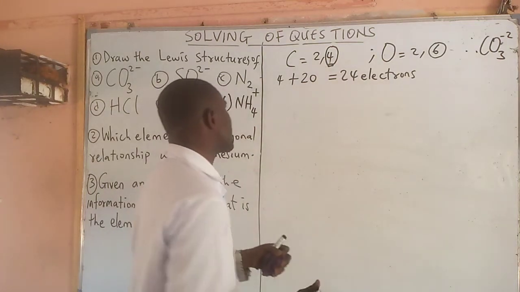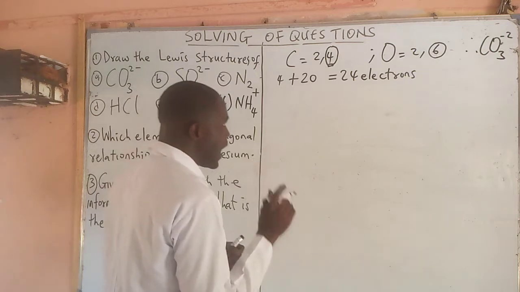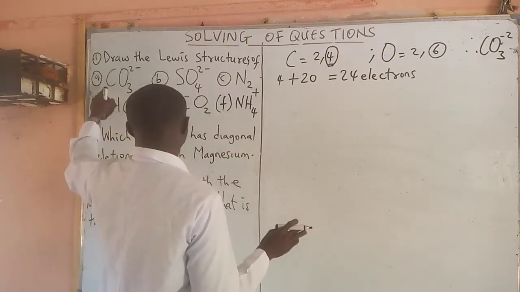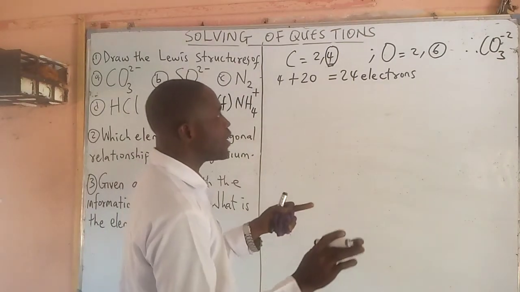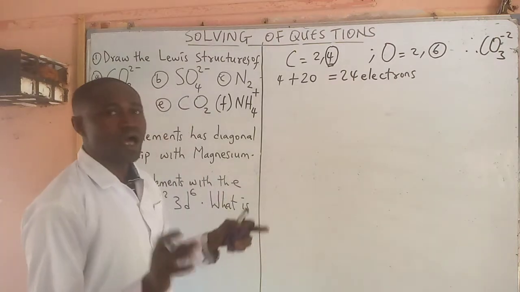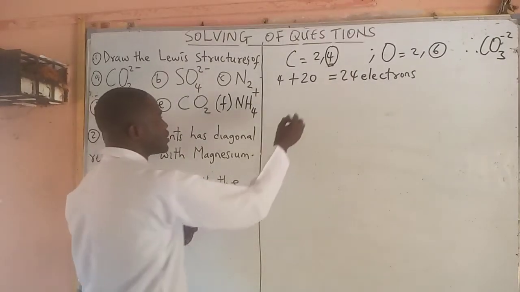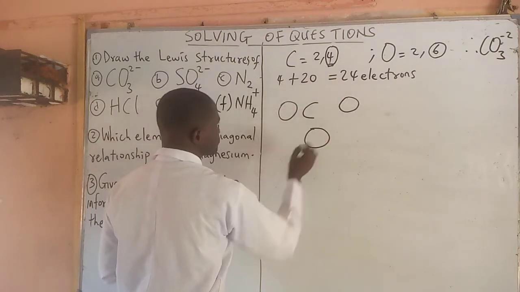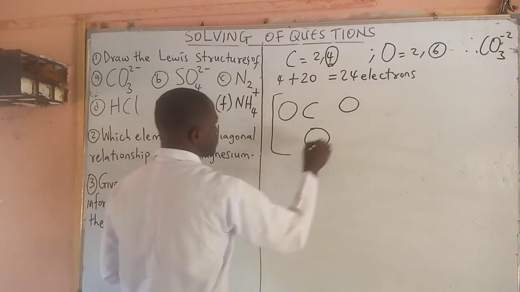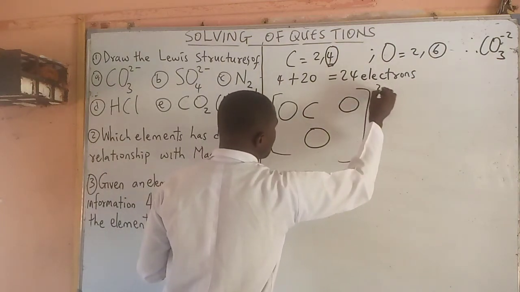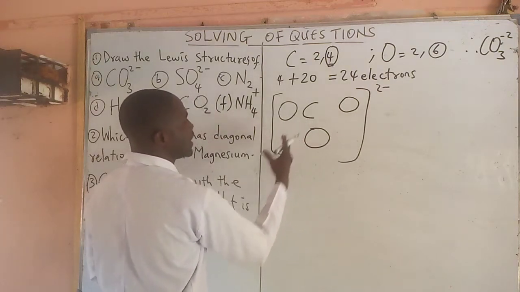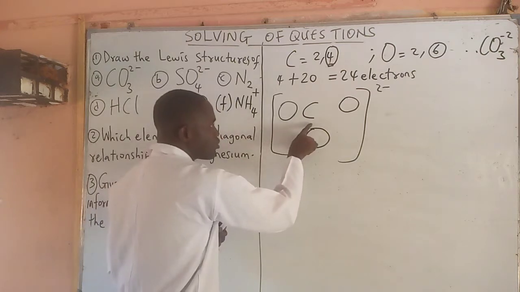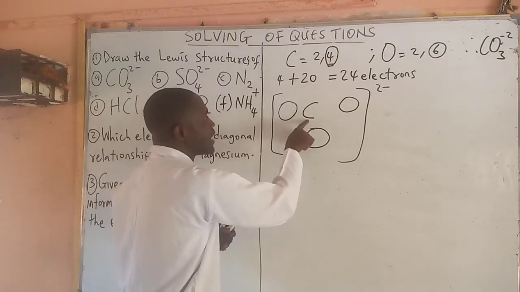Now rule number 1 says that the element that is less electronegative will be at the center. Between carbon and oxygen, carbon is less electronegative than oxygen. Because carbon is less electronegative than oxygen, carbon will be at the center, surrounded by oxygen. Then, because we say raised to the power of 2 minus, it means 2 electrons are entering.